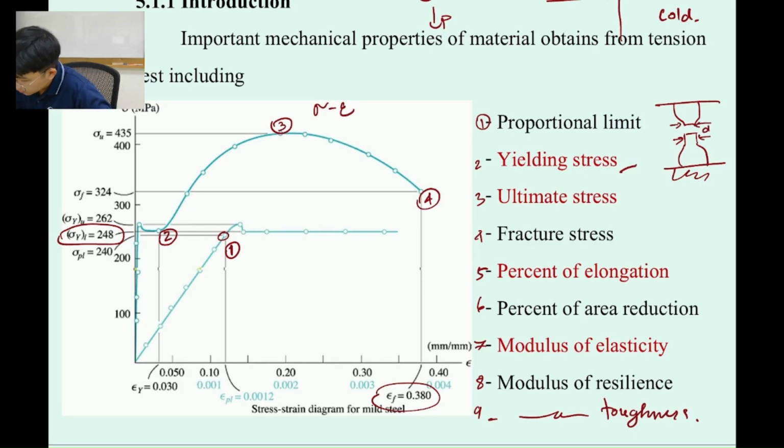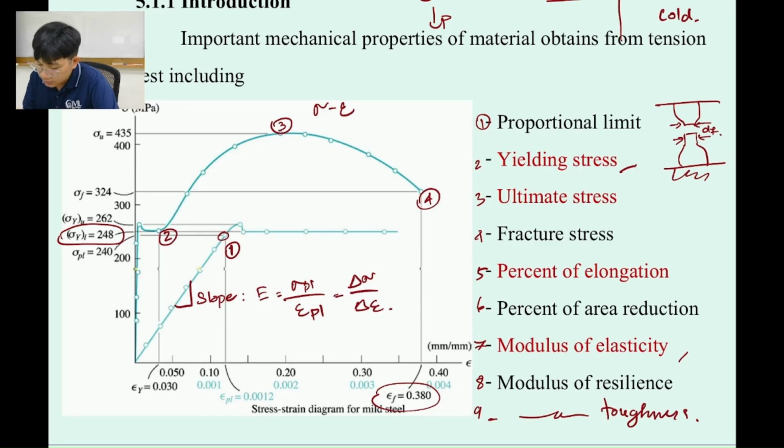Okay, so it's going to be the final. So you can just find the area reduction. Modulus of elasticity is going to be the slope in the linear region, which is E equal to delta sigma over delta strain. You can also just write it down as PL divided by strain PL. It's also okay. Or if you want to make it really linear, it's going to be delta sigma over delta strain.